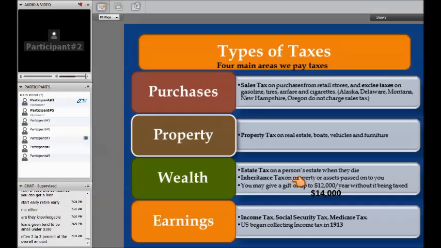There's also inheritance tax. So if they leave that money to somebody else, whoever inherits that money has to pay tax on the money that they've inherited, just like an income. But you may gift up to $12,000 a year, and that money will not be taxed. All right. We also pay taxes on our earnings. This would be income tax, Social Security tax, and Medicaid. The U.S. began collecting income taxes, sorry, in 1913. We're going to go a little bit further into income tax.